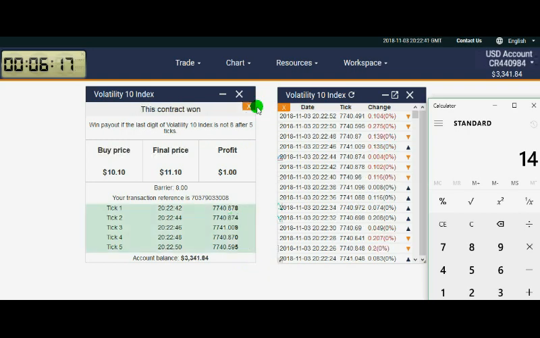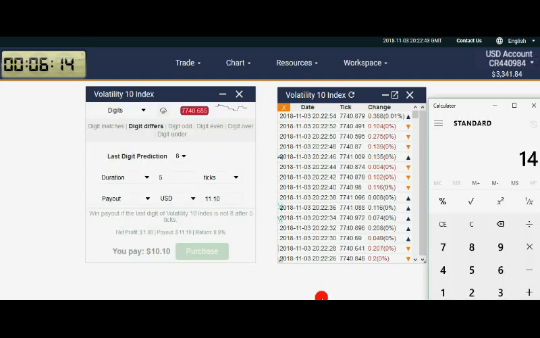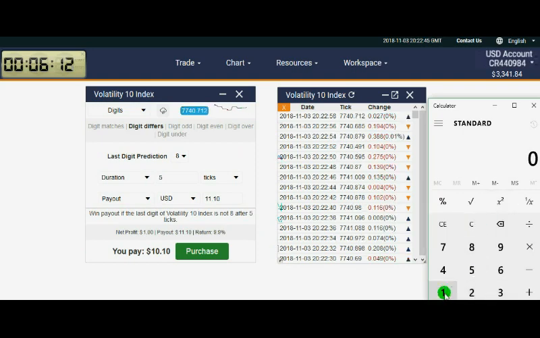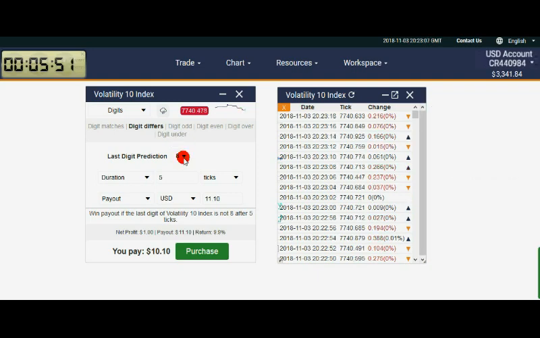As you can see, we won the 14th trade, so we are going for our 15th trade right now. So here we are going to go for 8. No, not 8, we just picked 8. So just check the yellow arrow. 7. We are going to go for 7.